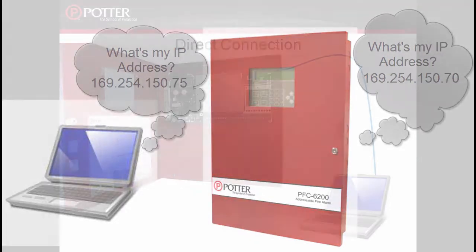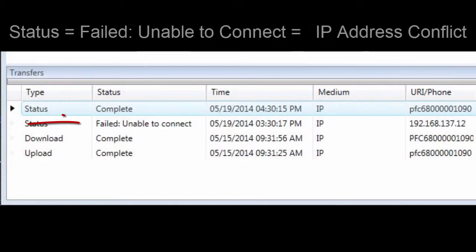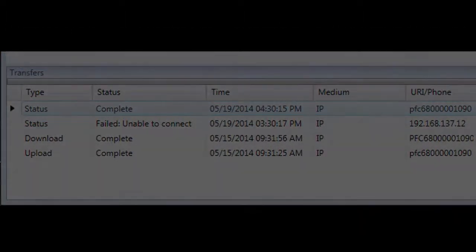For example, 169.254.150.75. When communicating with the fire alarm control panel from a laptop computer with a direct connect, the common error you'll see when the IP addresses are not similar is "failed unable to connect." This error will be seen in the transfers window under status, as seen here.